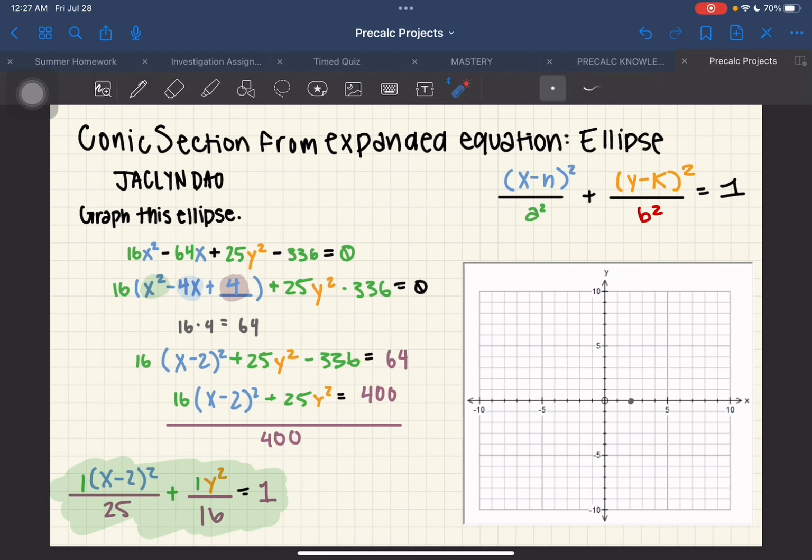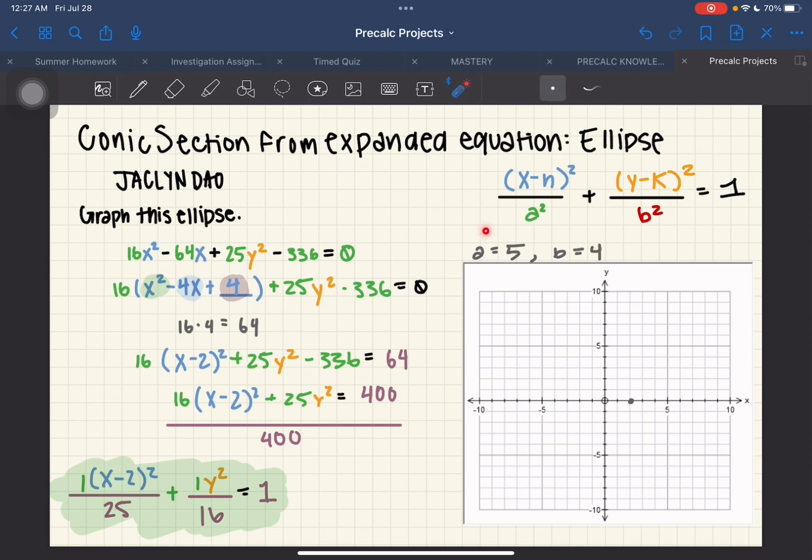Now we know that these two numbers are a squared and b squared. To find our vertices and co-vertices, we need to know what a and b equal. So we just need to take the radical, because to cancel out a square, we need to take the square root of the number. So a is equal to radical 25, which is 5, while radical 16 is 4, so b is equal to 4.